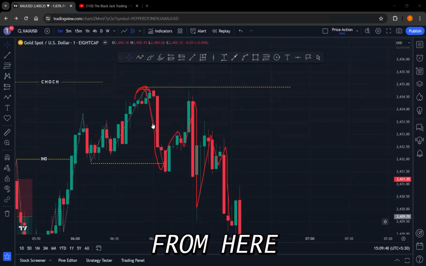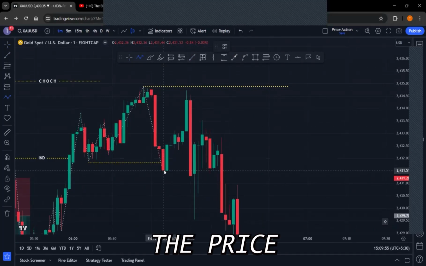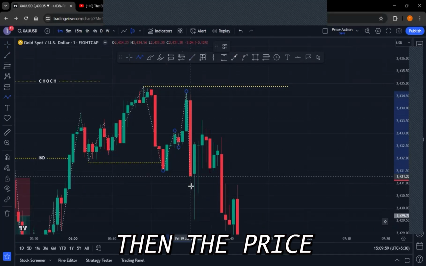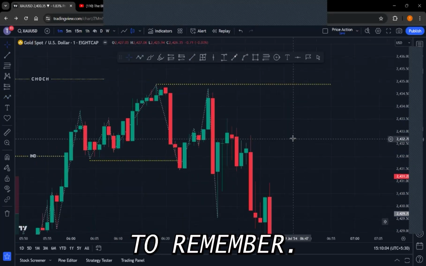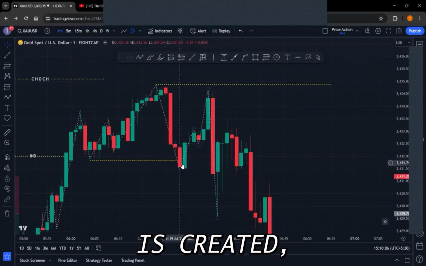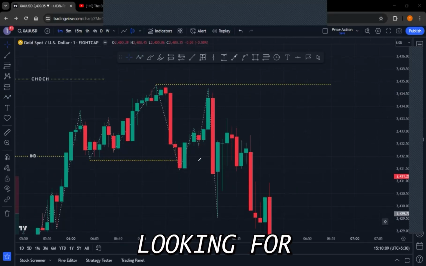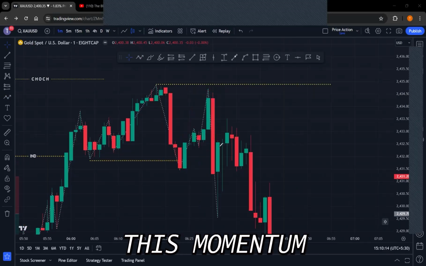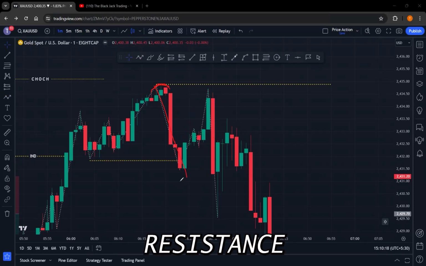So what happened from here is that the price created support again from here. The price started creating a series of higher highs again, and then the price created a lower low over here. So there are two things that you have to remember. First, once the price has created the resistance and started the pullback, this is where you need to start looking for your entry in the market. Before this point there was no entry, but at this moment where the price has confirmed that this is the major resistance, you need to start looking for selling in the market.